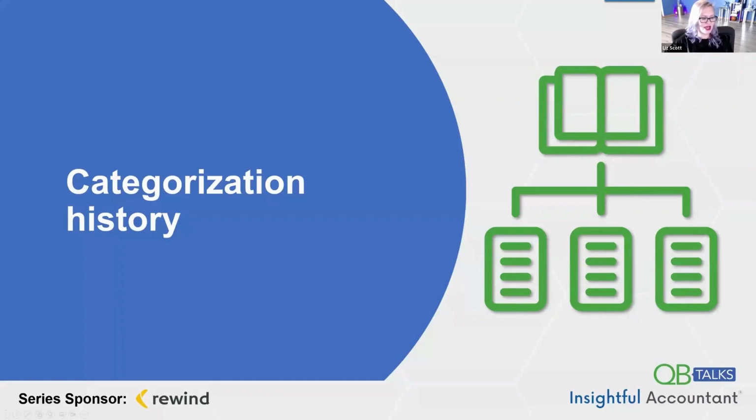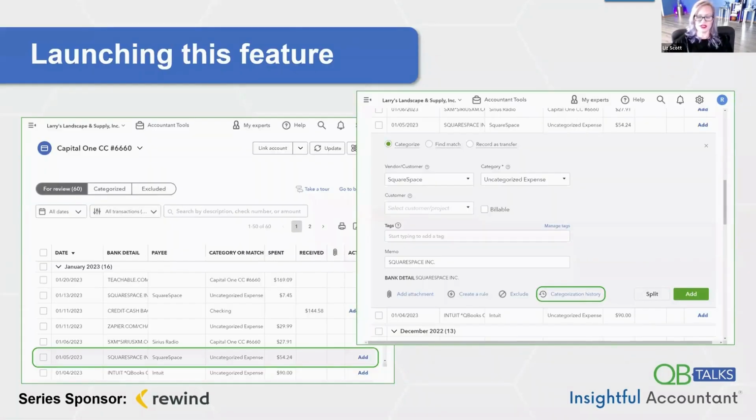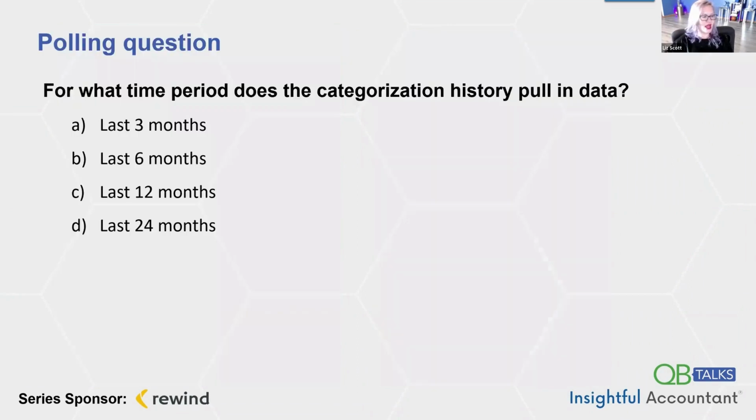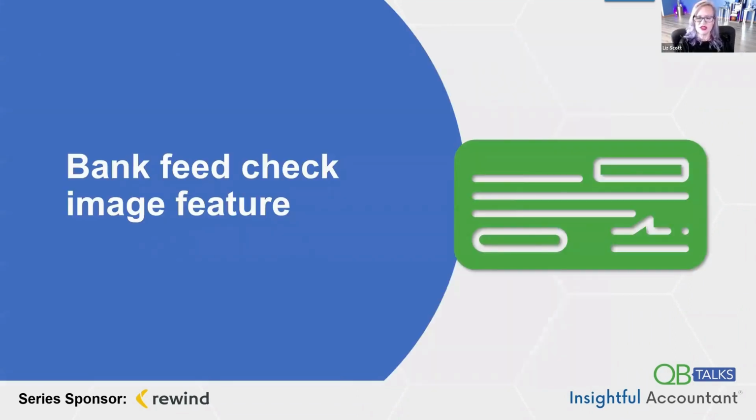So you've got slides that are also going to help you with going through each of those different steps. How do you see it? How do you view it? In this case, we're looking at Squarespace and what the history has been for that particular vendor.